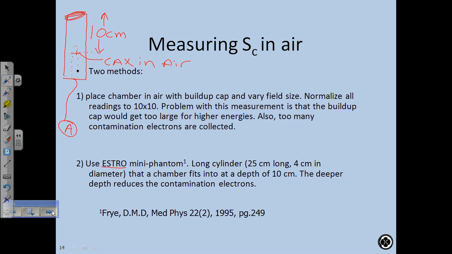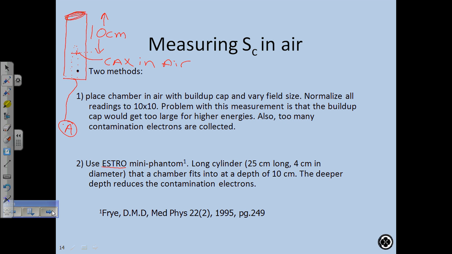Then you take Coulomb readings with your ammeter, and again, you take readings for different field sizes, and then you normalize all your readings to the 10 by 10 field size. And that's S of C. The reason they do it like this is because they ensure enough buildup, so the chamber has enough buildup for charged particle equilibrium.